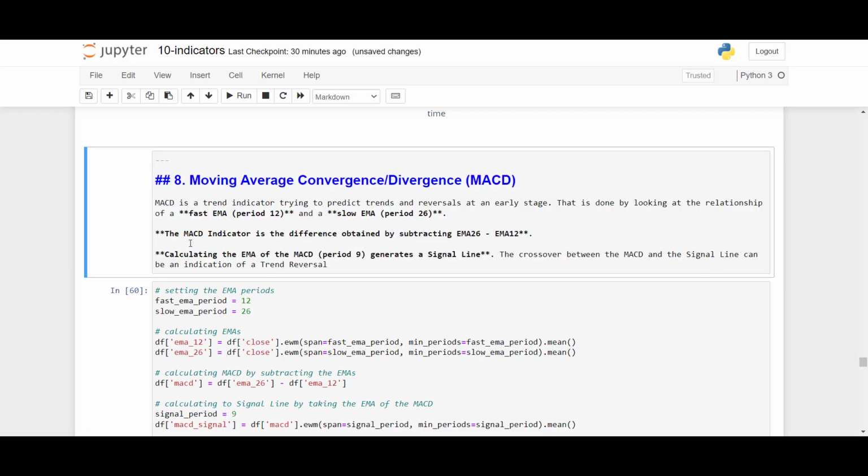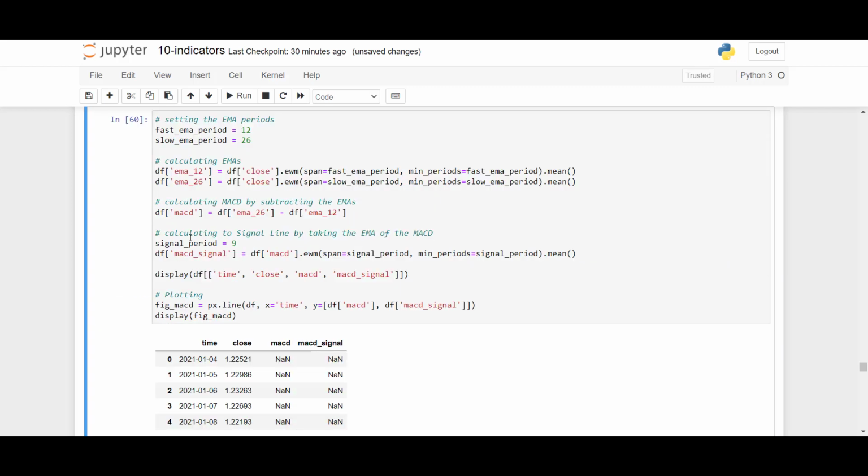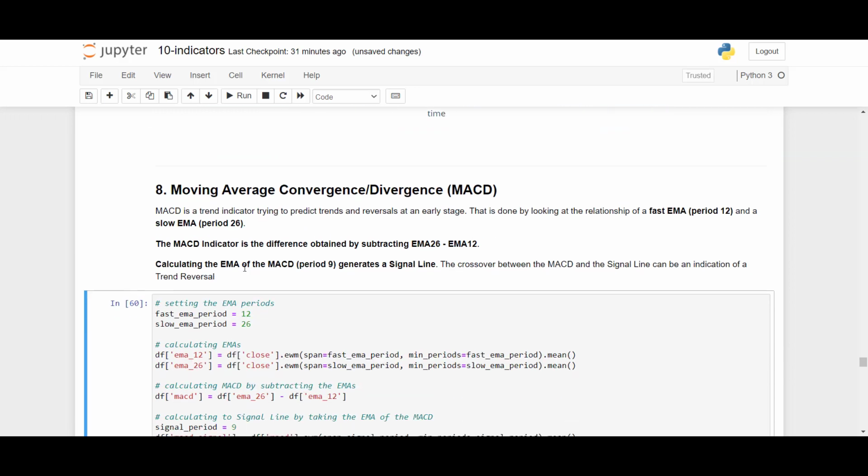And the MACD, by definition, is just the difference, subtracting the 12 period EMA from the 26 period EMA, and that is the MACD. And oftentimes with the MACD, there is something called the signal line, and the signal line is calculated using the EMA of the MACD using period 9. I will later explain how the signal line is usually used with the MACD indicator.